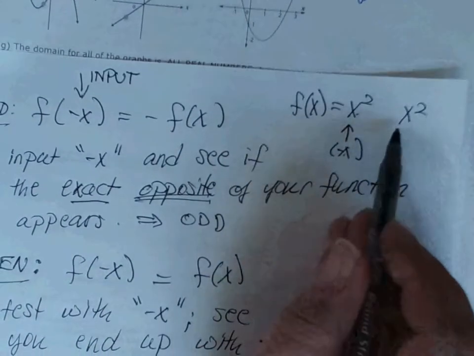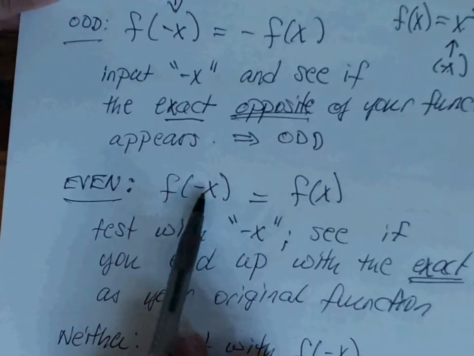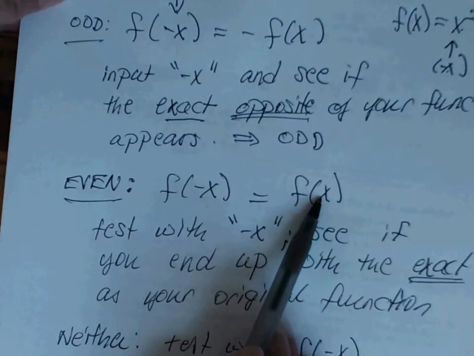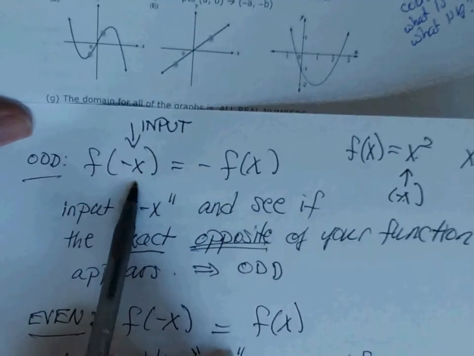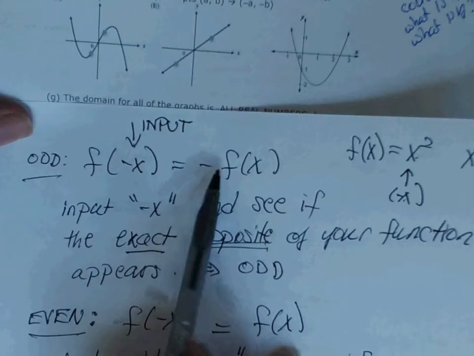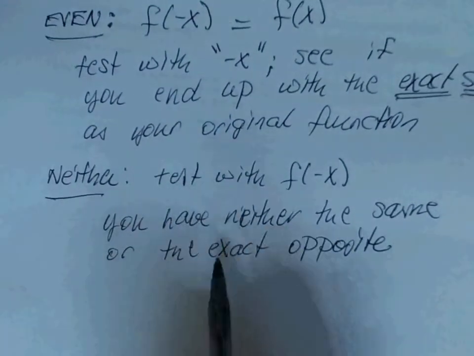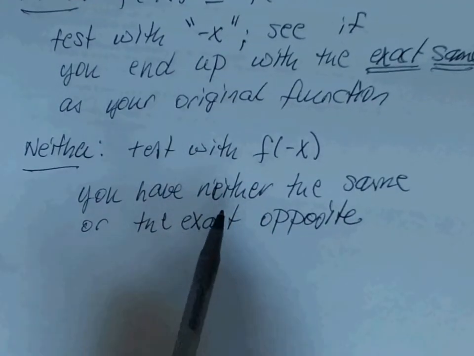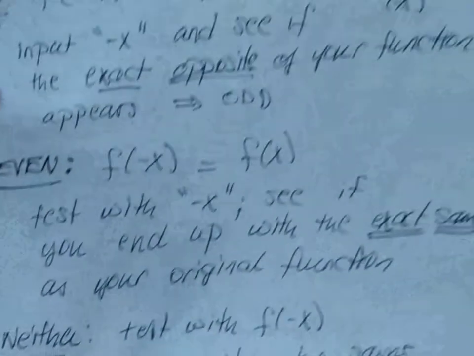What kind of function is that going to be? It's going to be even. If you input a negative x and you come out with exactly the same as your original function, then you have an even function. If you input a negative x and you get the opposite of your original function, then you have an odd function. If you get neither of those two cases, exactly the same or exactly opposite, then you have neither even nor odd symmetry. All right, good.